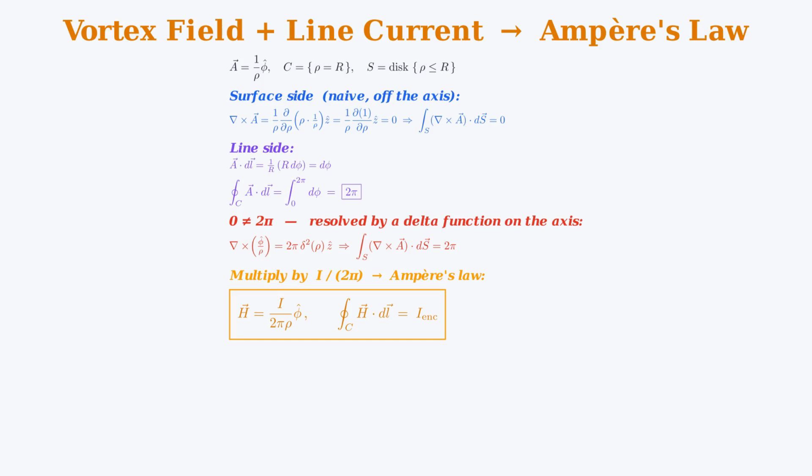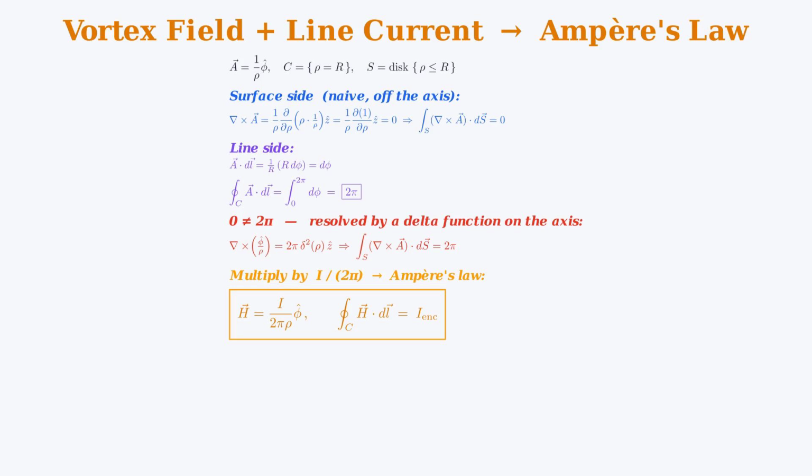Line side. On the circle of radius r, the field has magnitude 1 over r, and the path element is r d phi, pointing the same way. Multiply them. The r's cancel, leaving just d phi. Walk the full circle, phi from 0 to 2 pi. The circulation is 2 pi.